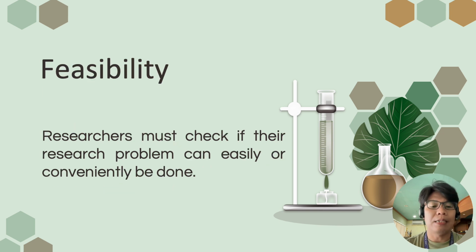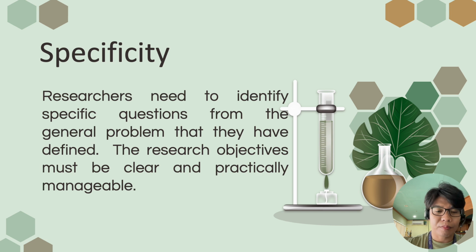The next, feasibility. Researchers must check if their research problem can easily or conveniently be done. So before you propose your capstone research, make sure that you have the available resources and that you have enough time to finish your research on time. So you have to consider your convenience as well. The next, specificity. Researchers need to identify specific questions from the general problem that they have defined. The research objectives must be clear and practically manageable. So you have to narrow down your research objectives from your research problem and explore only the relevant questions in your research.